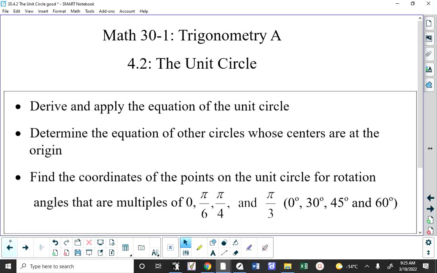This, find the coordinates of points on the unit circle for all of these different positions. This is the thing I'm talking about, that if you can't, you try your best and you still don't get it. And that's a rare student, by the way. But if you are that rare student, you can still do the math.